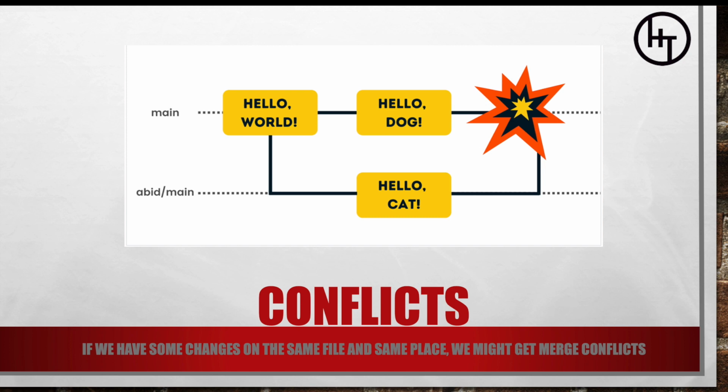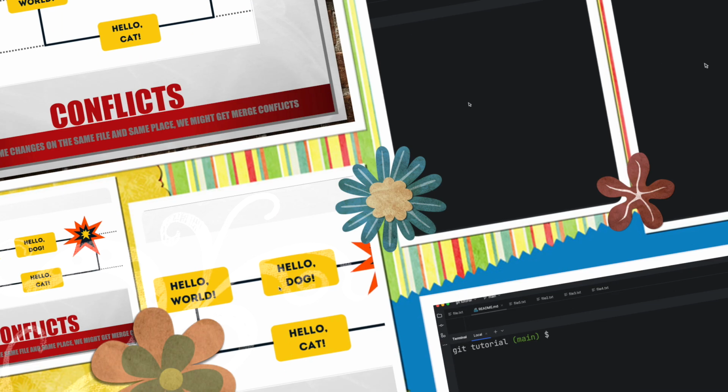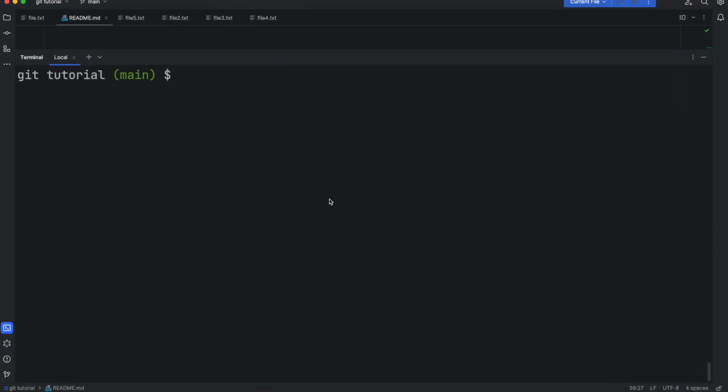But the third option, which is more useful, is we can come up with a combined solution. We can just say both hello cat and dog. This way I will have my change, you will have your change, and it's kind of like combined changes. And that's what we will learn. Okay, let's talk about rebase conflicts.